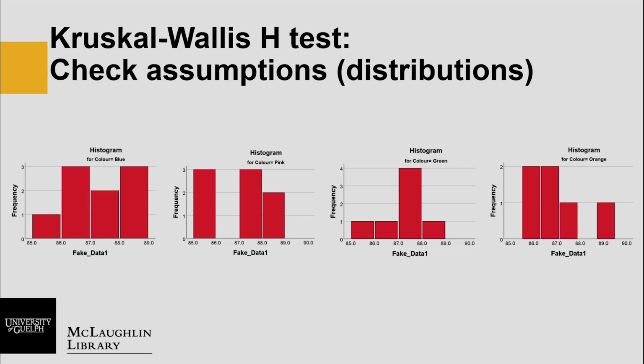Does this pass? It's tricky. We know based on our one-way ANOVA section that we've already done that statistically, these all pass normality. So statistically, we can say, they're probably similar enough.